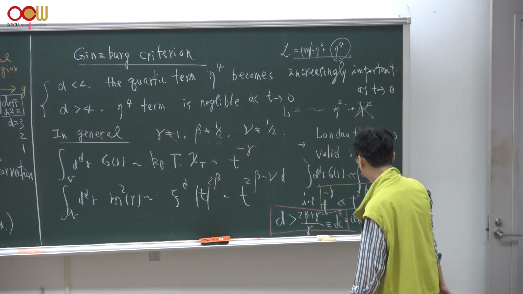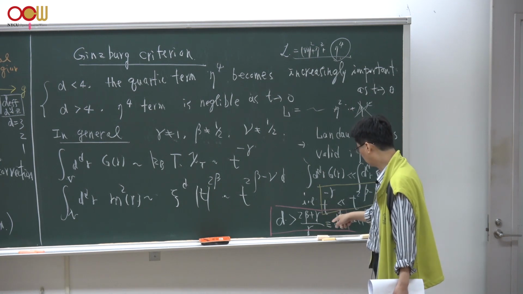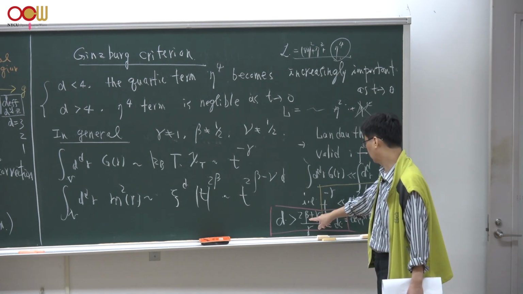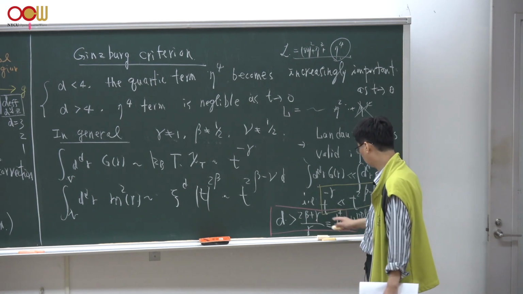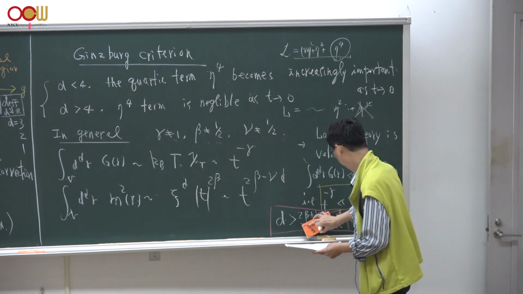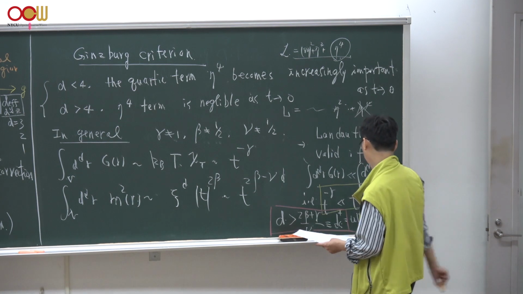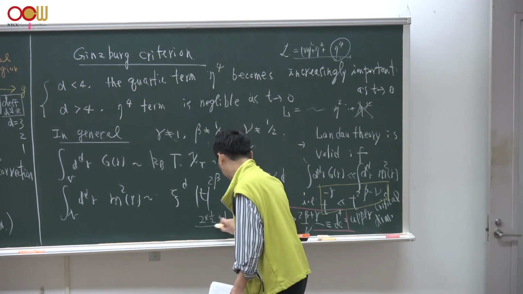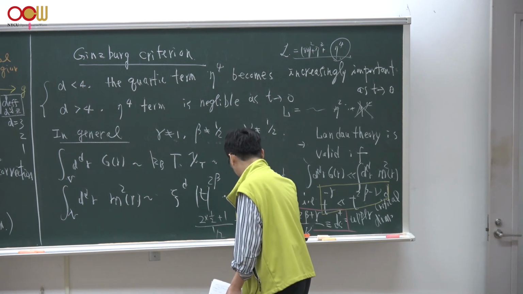Okay? So you can check for the Ising model where the upper critical dimension is 4. Beta is 1/2, so 2 times 1/2 is 1. Gamma is 1. So 2 times 1/2 plus 1, divided by 1/2, is 4.